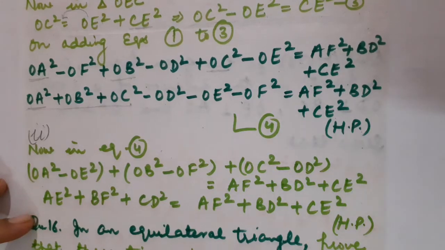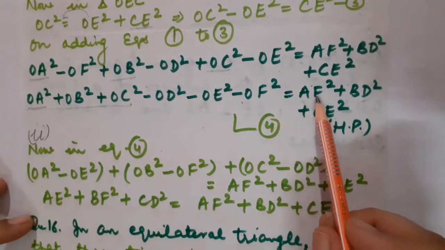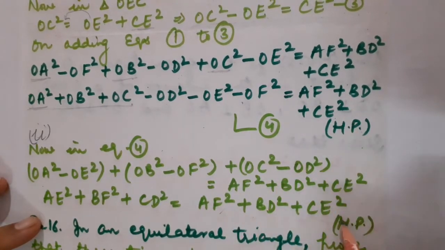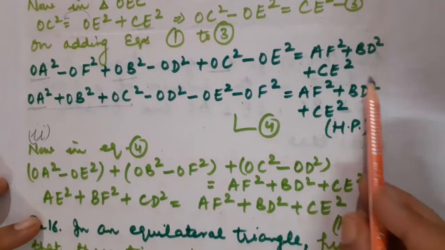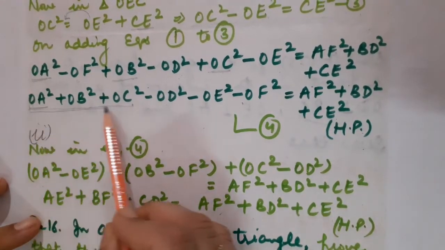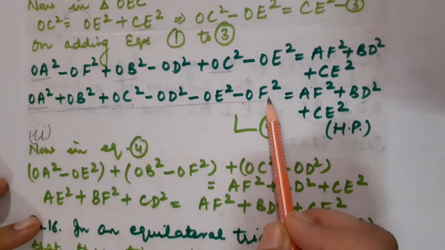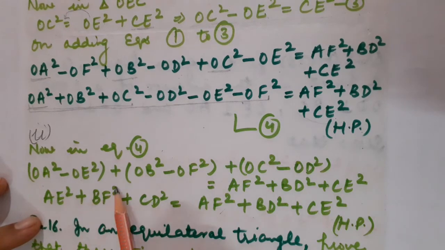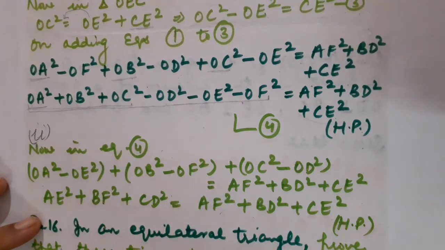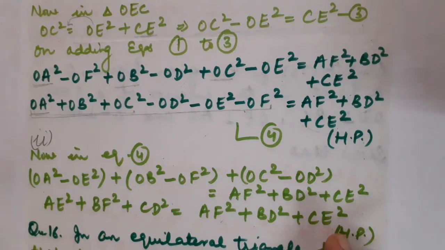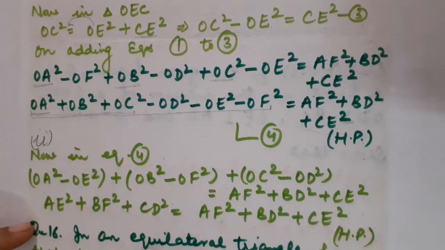Now children, to prove its second part, I want AF square as it is plus BD square as it is plus CE square as it is. So this part will be written as it is. Now we will have to simplify this left hand side so that we can reach AE square plus BF square plus CD square. Fine. So now we will have to make the pairing in such a way that again we can apply Pythagoras theorem.